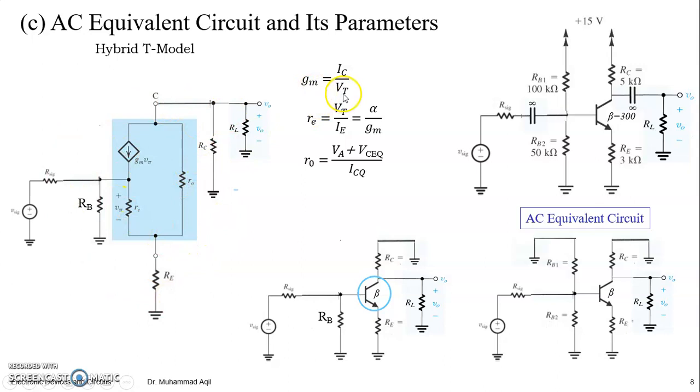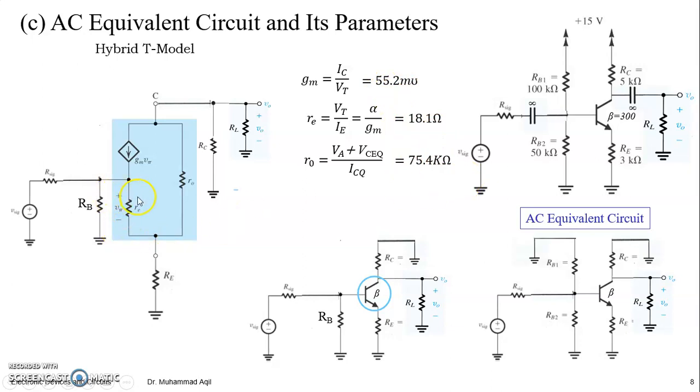So these are the formulas. We already have derived these things. So by putting all these values for this amplifier under consideration, we got gm, re and ro.